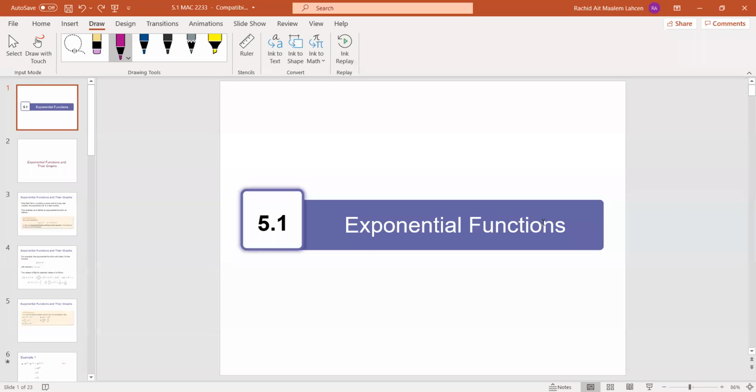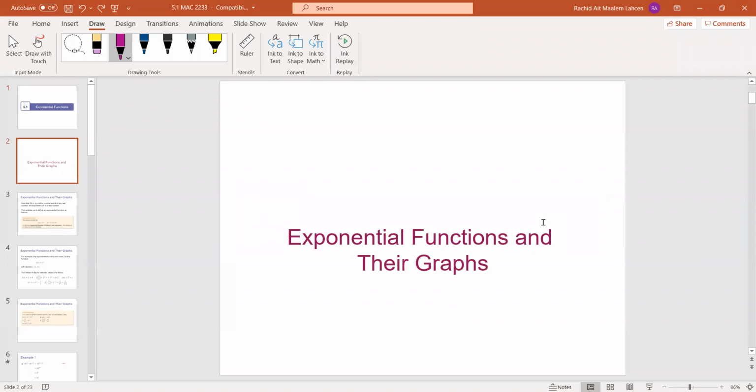Hello, everybody. This is 5.1. We'll start this chapter with exponential functions and their graphs.